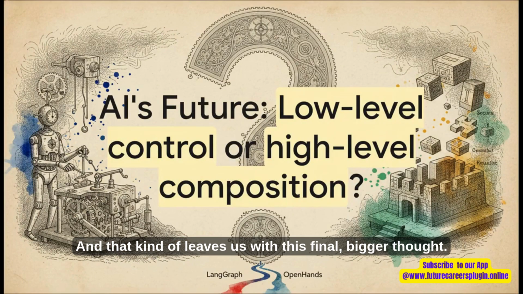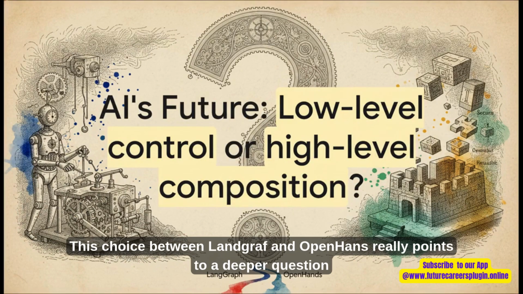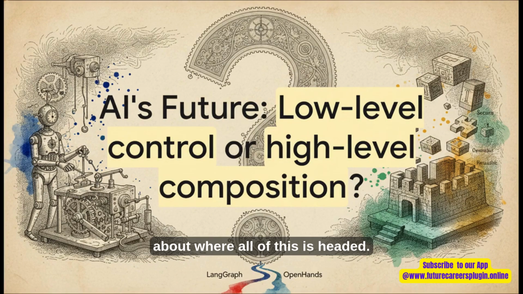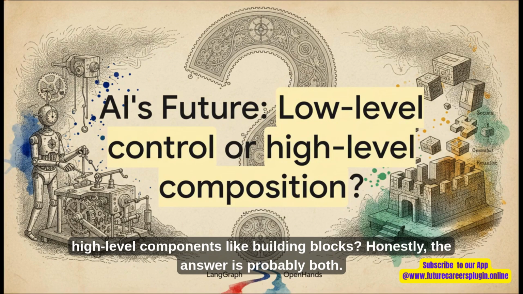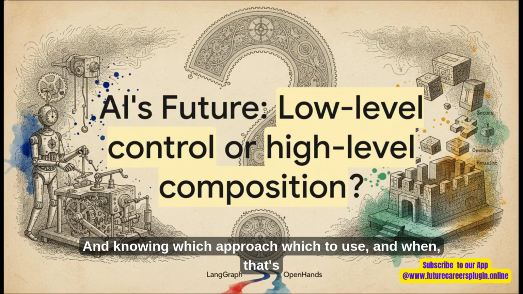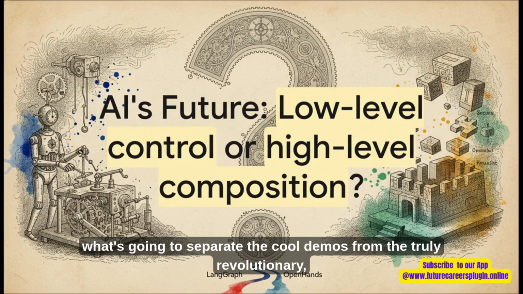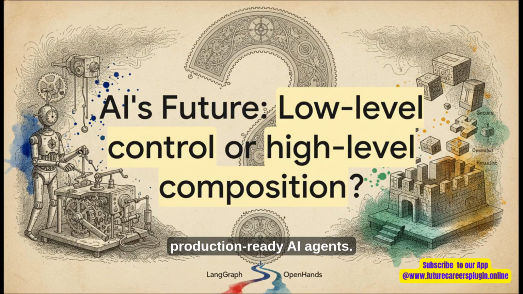And that kind of leaves us with this final, bigger thought. This choice between LangGraph and OpenHands really points to a deeper question about where all of this is headed. Is the future of AI going to be built by developers who have precise, low-level control over every little step? Or will it be built by assembling secure, high-level components like building blocks? Honestly, the answer is probably both. And knowing which approach to use and when, that's what's going to separate the cool demos from the truly revolutionary, production-ready AI agents.